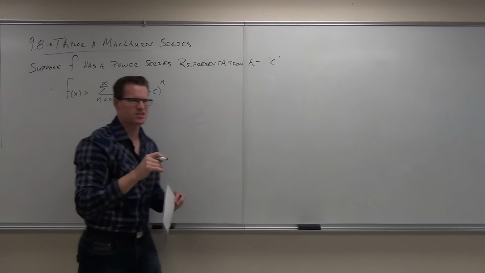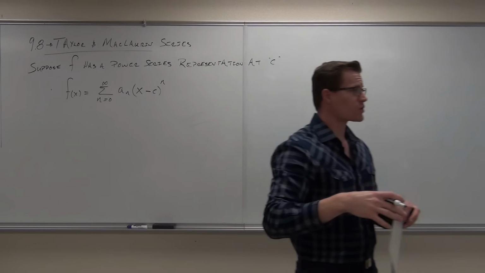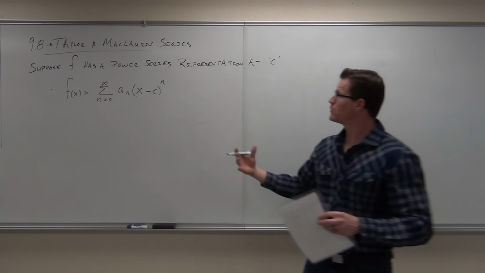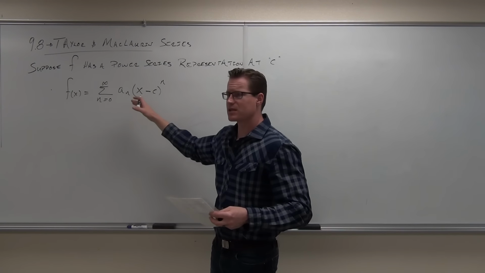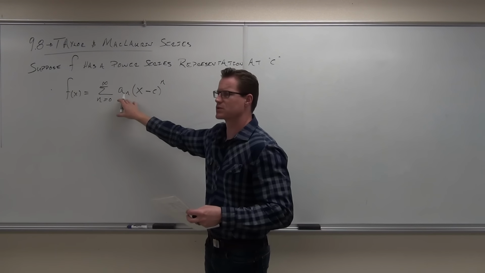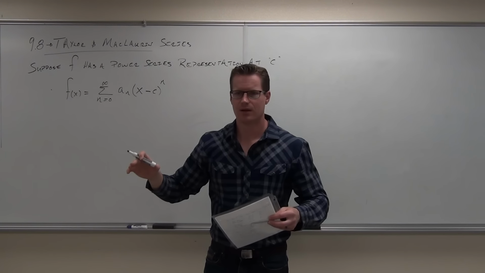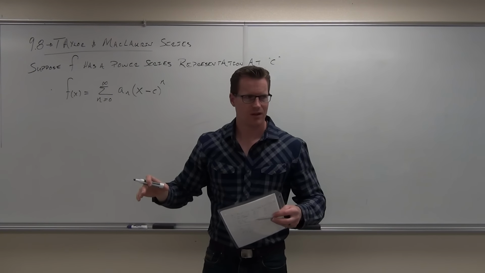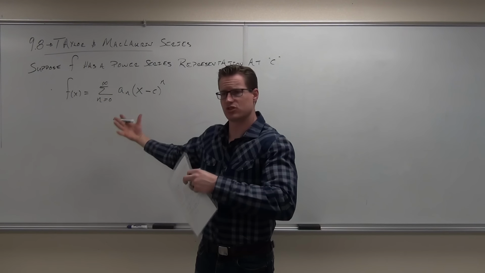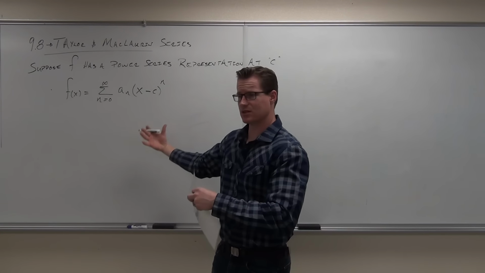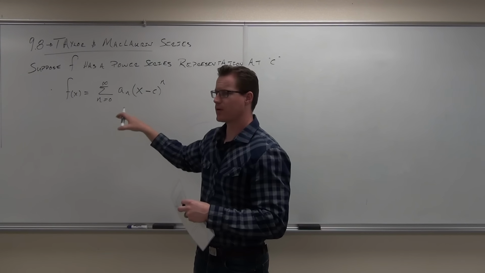Do you see where the x minus c is coming from? If this is a power series representation at c, then it's going to be x minus c to some power times some sequence of terms, and then we add them all up together. You guys okay with that so far? That is a power series, right? In fact, that's the general form of a power series. Even if c is 0, that's still the power series that represents that.